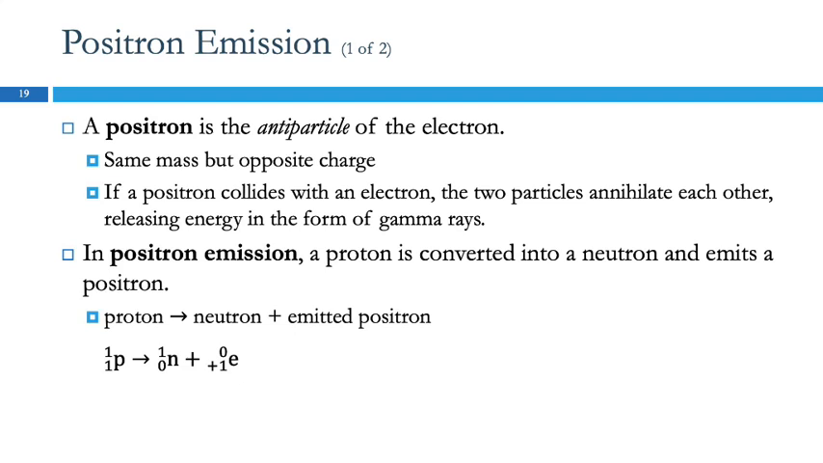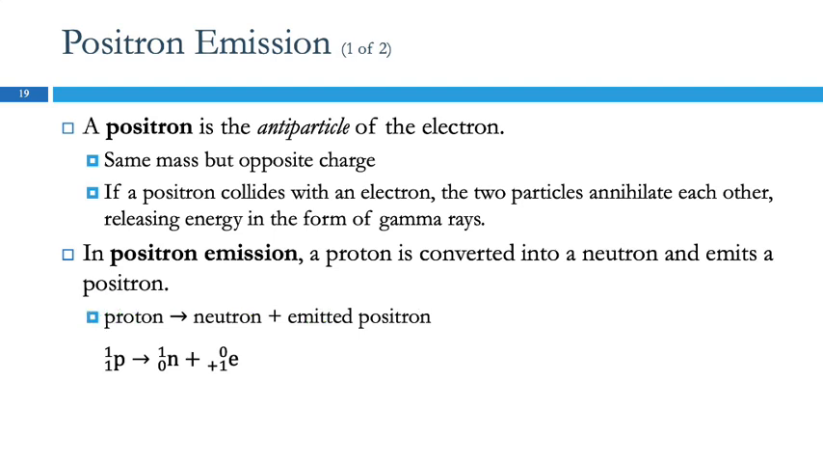So what we're going to learn in this chapter is that nuclear reactions are a place where the law of conservation of mass doesn't apply, and the law of conservation of energy doesn't apply separately, because mass can be turned into energy and vice versa. So in positron emission, a proton gets converted into a neutron and emits a positron.